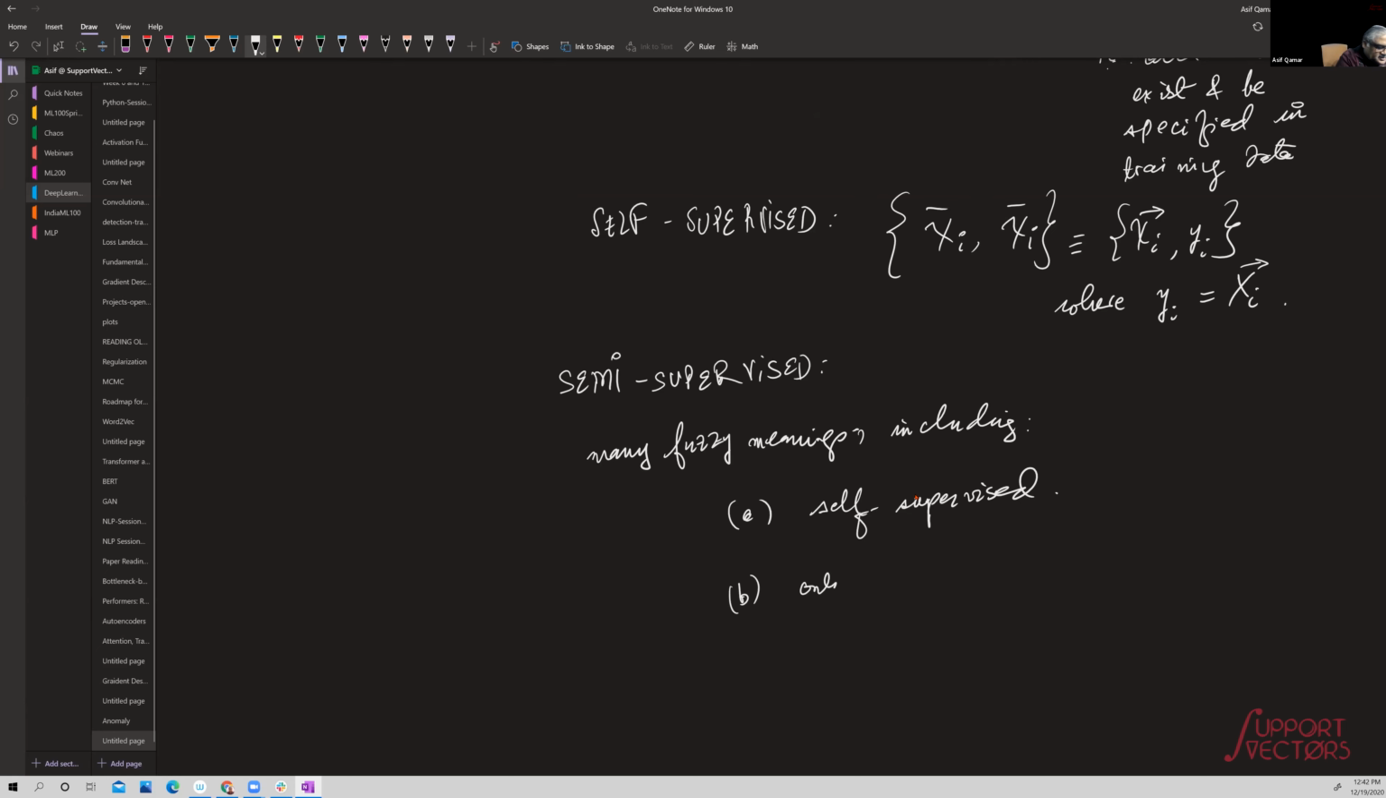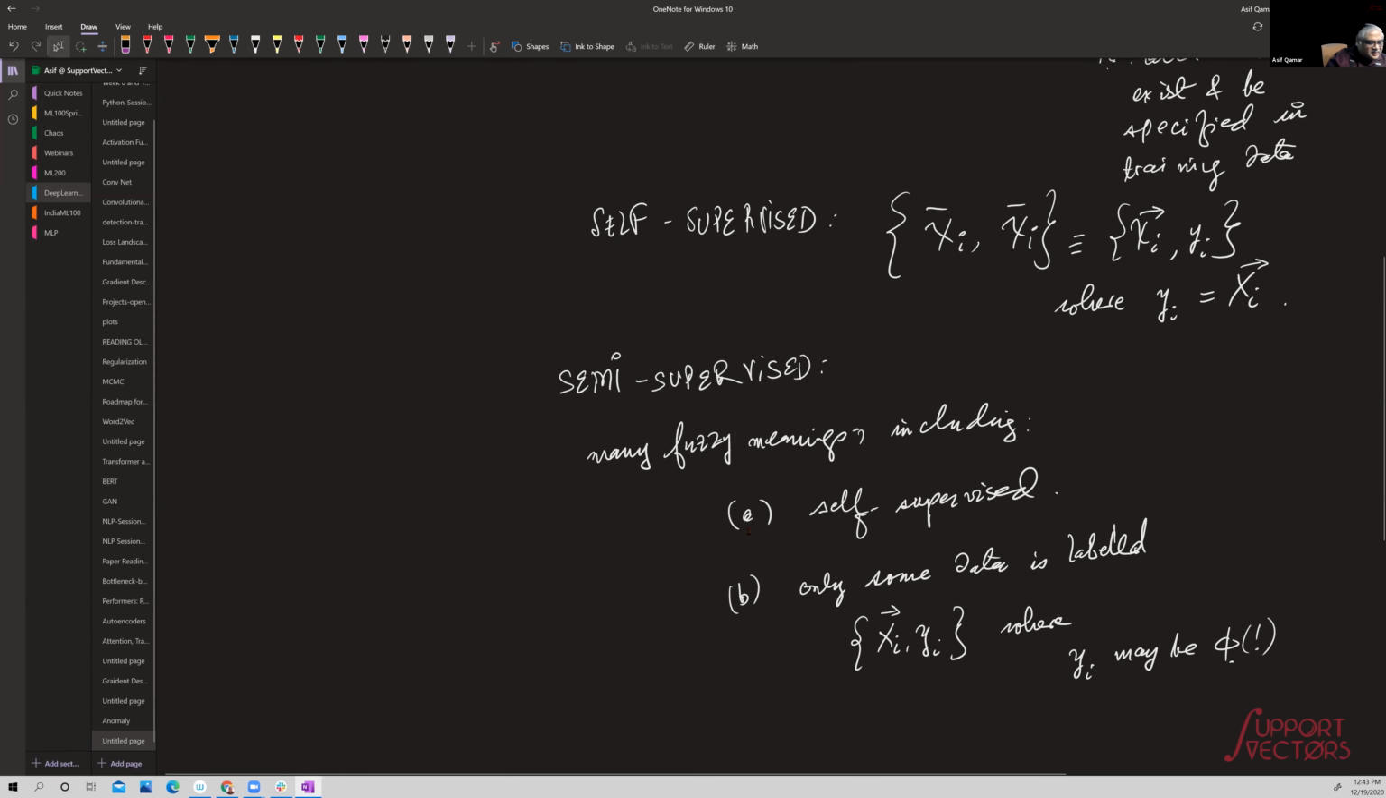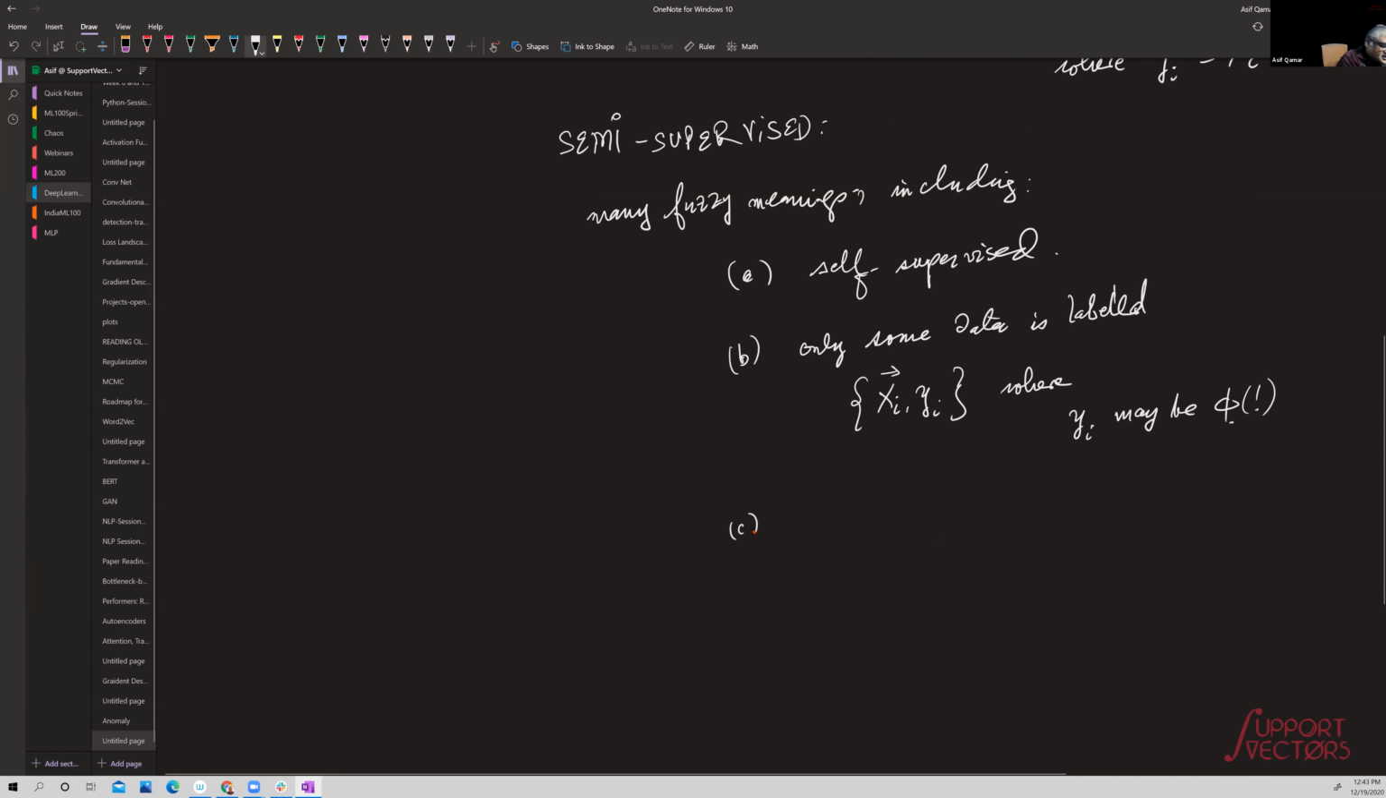B, only some data is labeled. So you have a situation where you have Xi, Yi, where Yi can belong to, let us say, maybe null. You see that some values are labeled and some are not. This is another way of interpreting it. And the third way that people interpret it is that the training uses only one class of the target Y category of values.